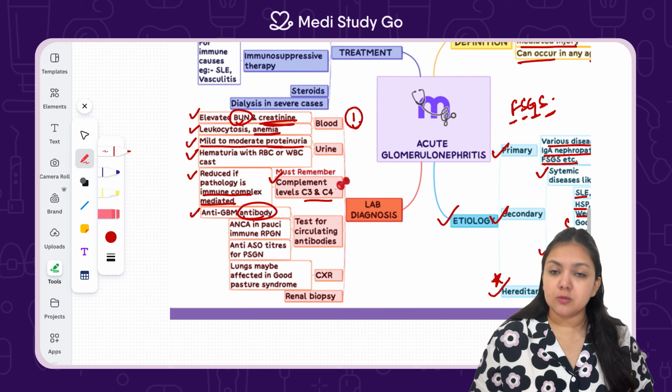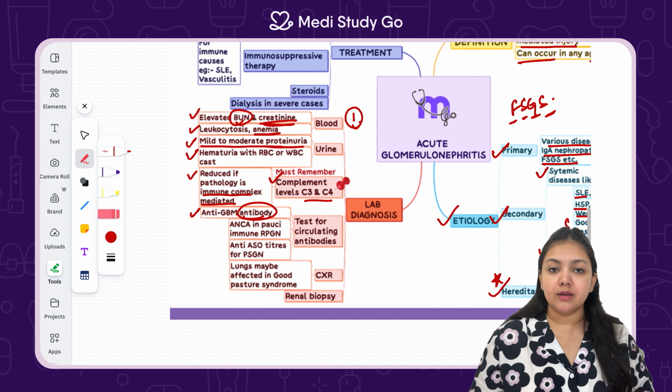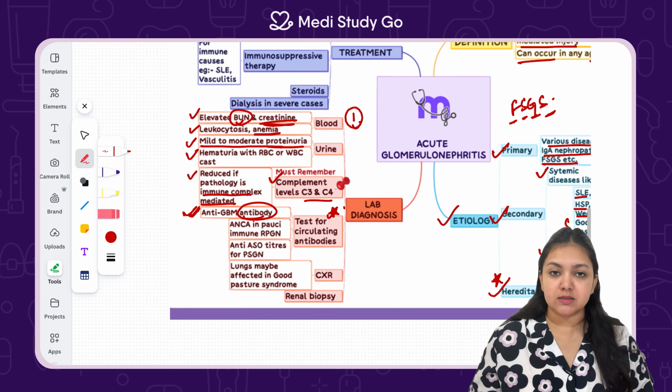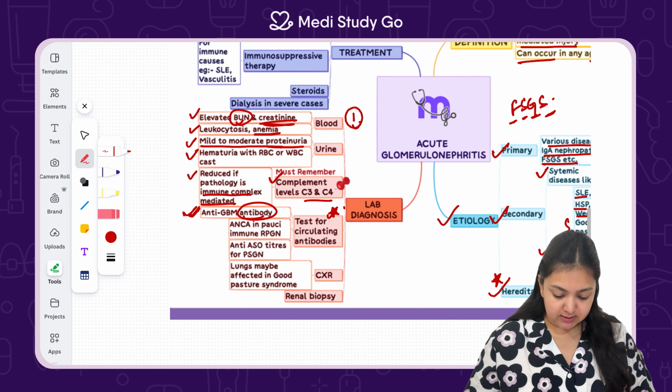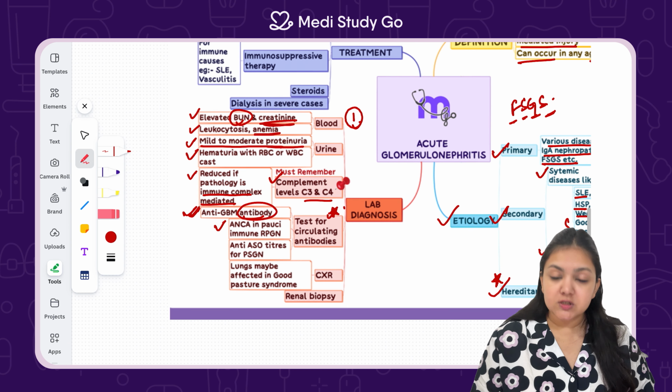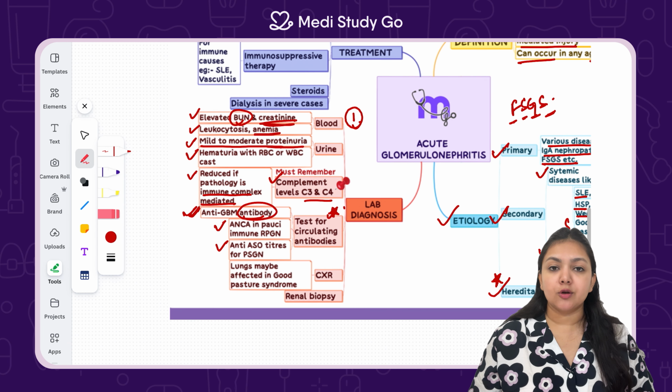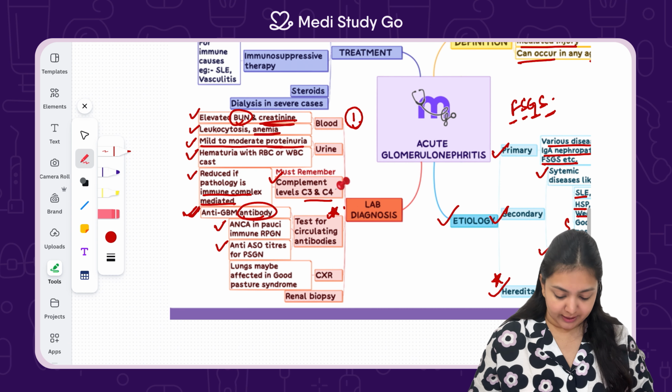Anti-GBM antibody can also be detected wherever the membrane is being exposed and antigen is present, so antibody will be formed against it. Then we can test for circulating antibodies. For example, anti-GBM antibody, which will be present in cases where GBM antigen is exposed. Then ANCA, which is P-ANCA, will also be present in some cases. Anti-ASO titers can also be done for post-streptococcal nephritis.